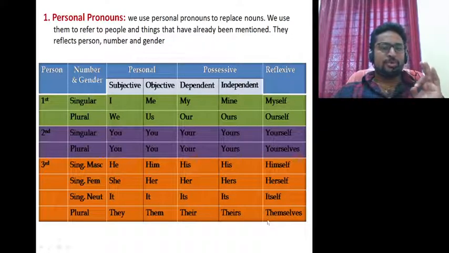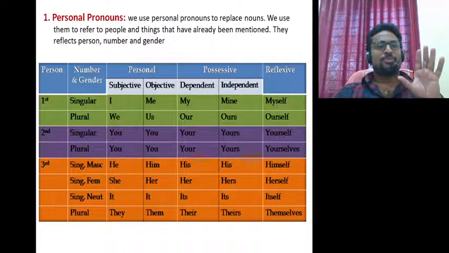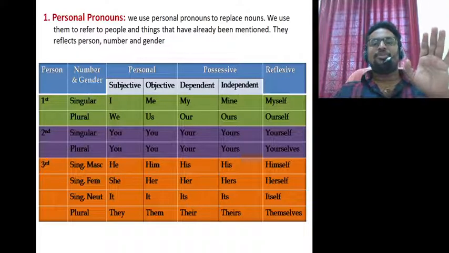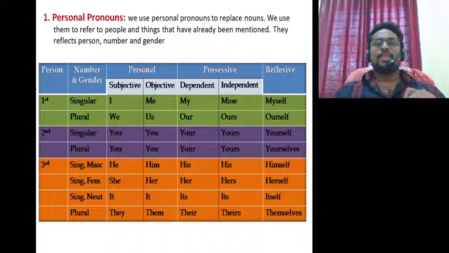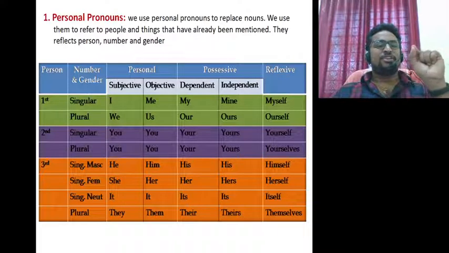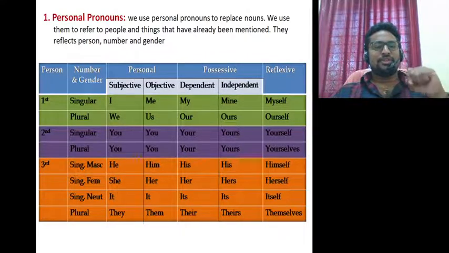Please don't get confused with the personal pronoun. Now we are discussing the personal pronoun. We use personal pronouns to refer to people and things in the sentence that have already been mentioned. We use personal pronouns to replace nouns. Personal pronouns reflect person, number and gender. In English we have first person, second person and third person. Some personal pronouns we use in the subjective place, that's why we call them subjective personal pronouns.